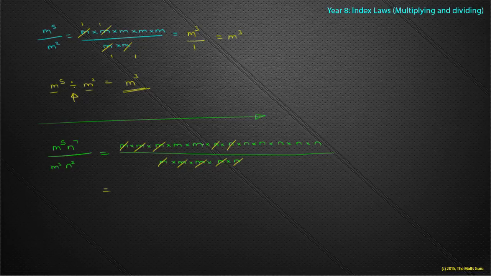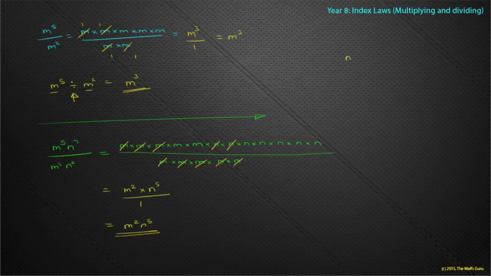Well, I've got an m times an m, which is m with a floaty 2. And I've got 1, 2, 3, 4, 5 n's there. Must be n with a floaty 5. And what have I got on the bottom? Well, remembering these are all really 1s, that's 1 times 1 times 1 times 1 times 1, which is 1. And so I get m squared over n to the 5. I wonder whether there was a quicker way to do this. Well, I think there is.